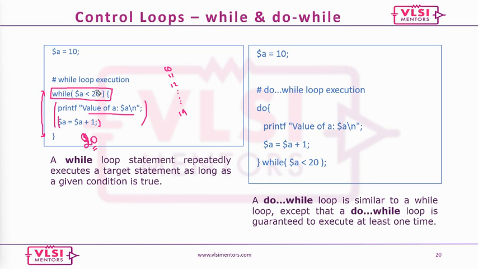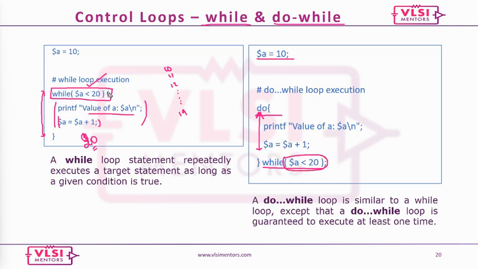Perl also has the do while. Now remember, in while loop the condition is evaluated upfront, so there is no guarantee that it will even execute once. If the condition is true, it will get executed. But when it comes to do while, here $a is 10, and then do. This do part would be executed first, irrespective of the condition. Then the next time, whether it is supposed to execute or not depends on this condition.